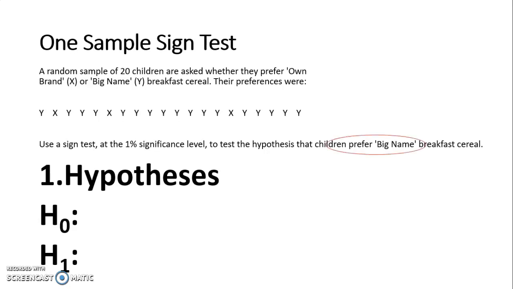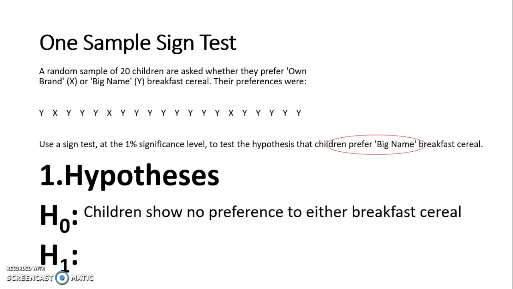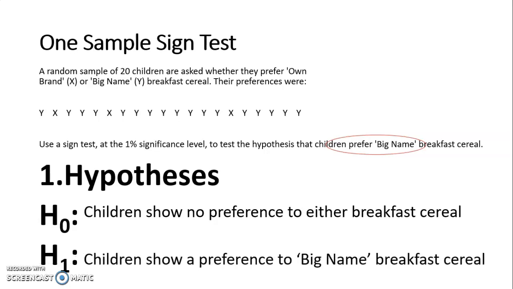Our H0 is going to be looking at the preference of breakfast cereals. Now, we're being asked if children prefer big name, so the null hypothesis has got to be nothing different, nothing is special. So it's going to be that children show no preference to their breakfast cereal. So I'm not saying they prefer one or the other, I'm saying there's nothing to it. Then the H1 is going to use that information from the question to say that children show a preference for big name breakfast cereal. So very different hypotheses to what we're used to.